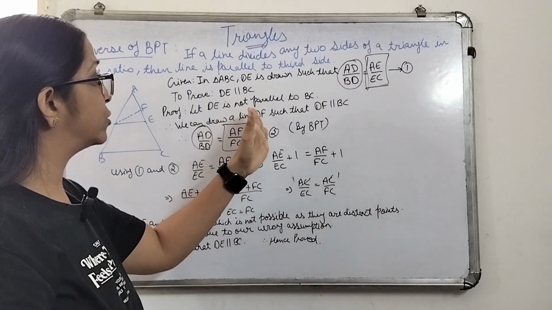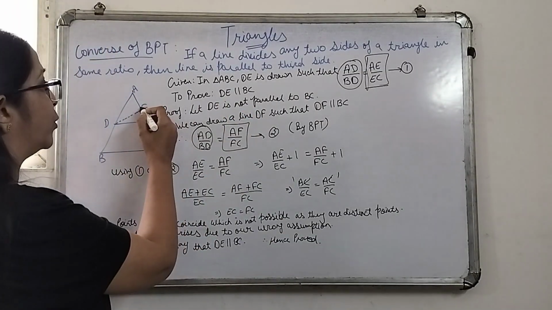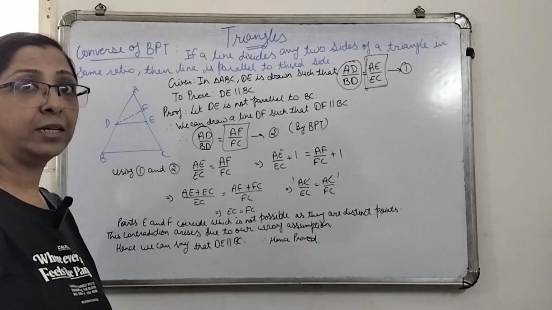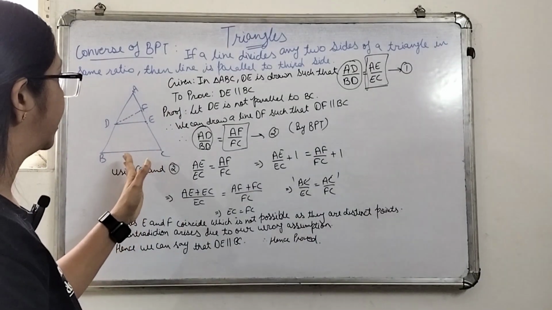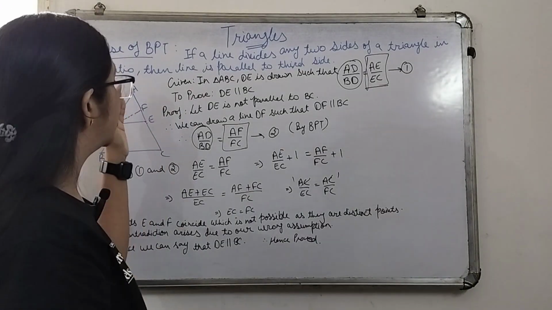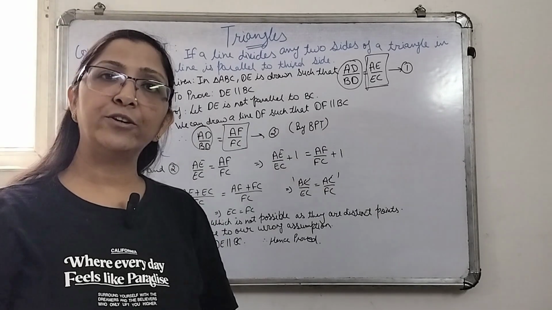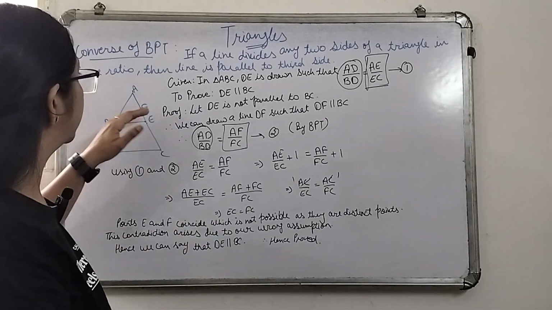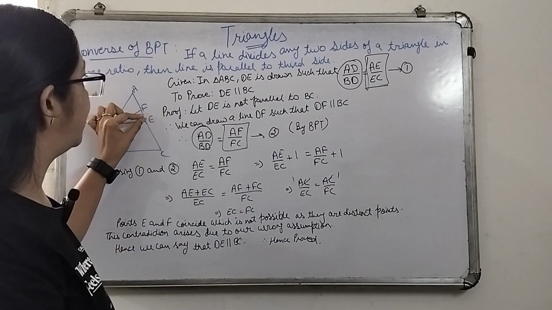But what we had assumed was that F is another point. It is not the same as E. So why is this contradiction arising? Because whatsoever we had assumed was actually wrong. They are not distinct points. They are the same points.